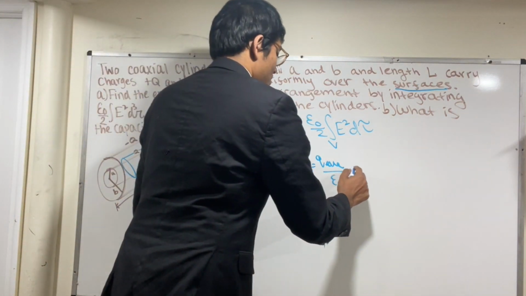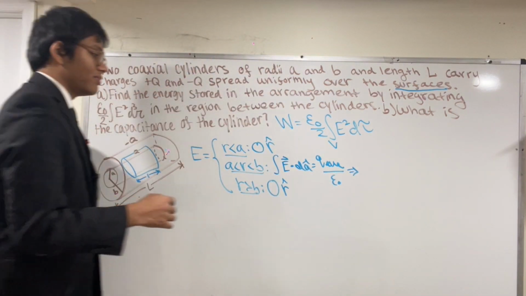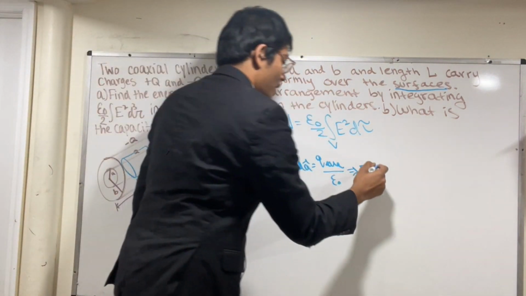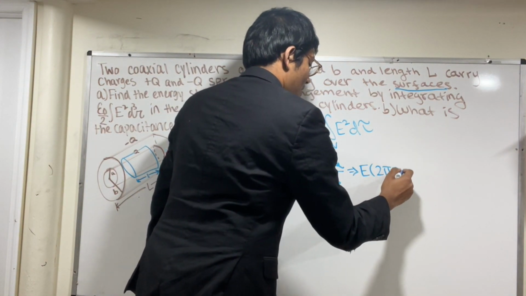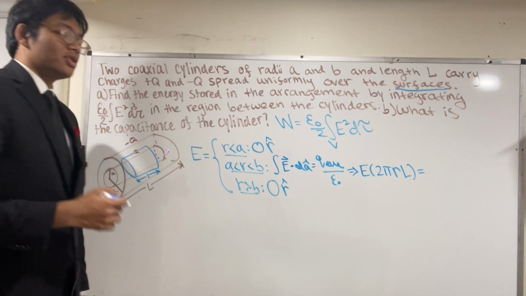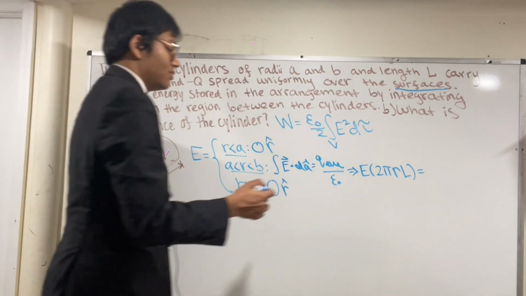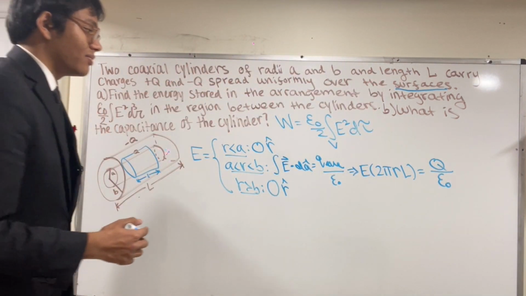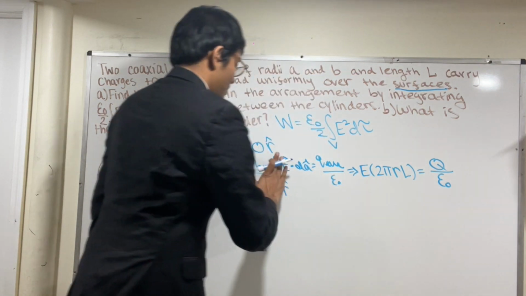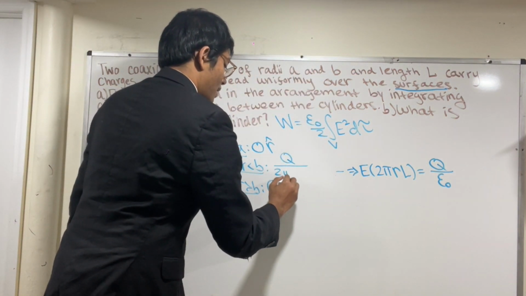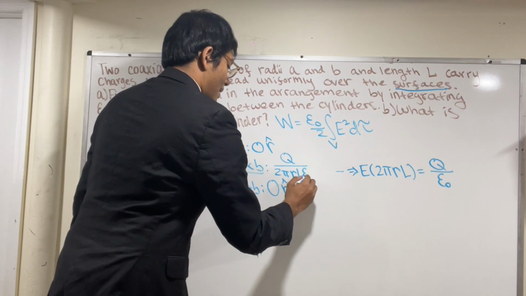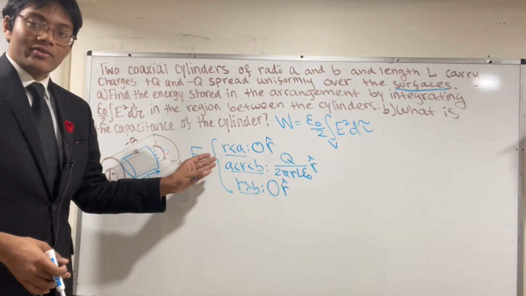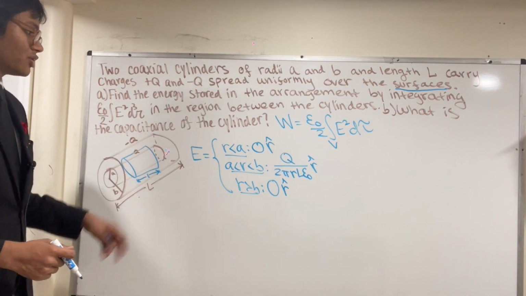Now, what is the surface area of this Gaussian surface? It would simply be 2 pi r times L, capital L. That's going to equal the charge enclosed, which is Q, the total charge, over epsilon naught. And so, at this point, I may simply solve for the electric field, which is going to be Q over 2 pi r L epsilon naught r hat. And there you go, ladies and gentlemen. We have just figured out the electric field in all regions for this charge distribution.